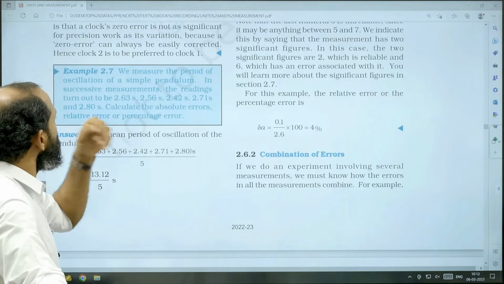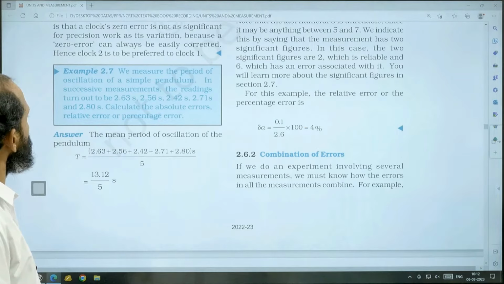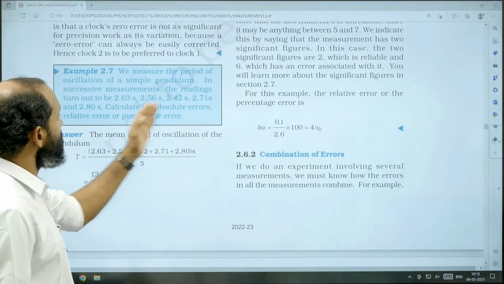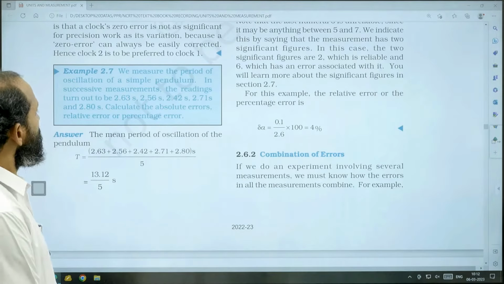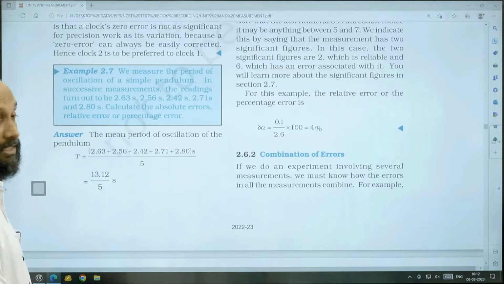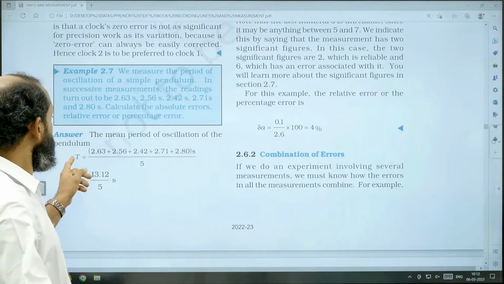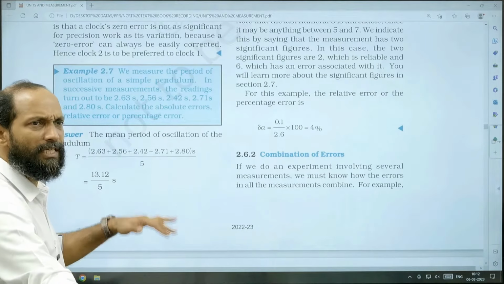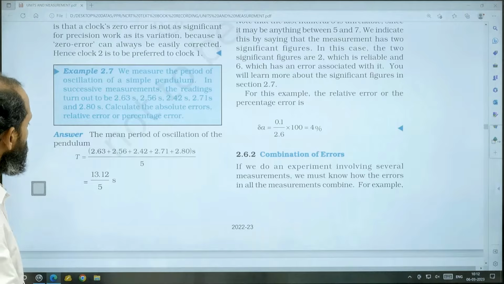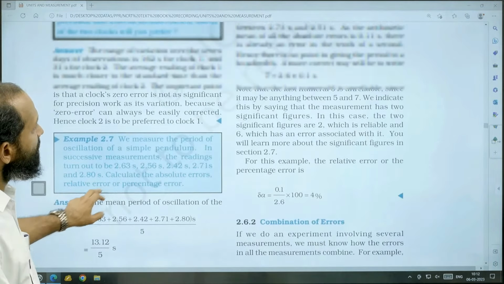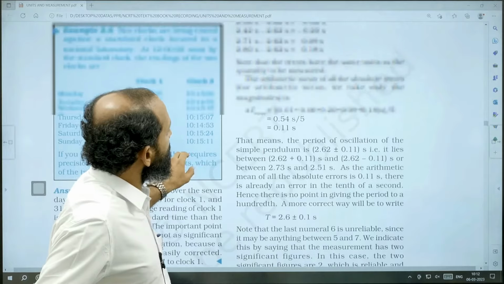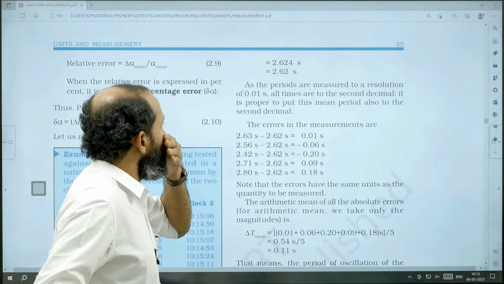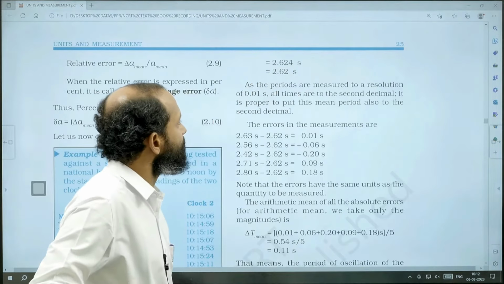We measure the period of oscillation of a pendulum, and the readings turn out to be as given. Calculate absolute error, relative error, and percentage error. While measuring the period, we first have to find the true value. Add all of these and divide by the number of observations, 5. Then you get 13.12 by 5. Try to calculate that by yourself. Then 2.624 seconds.